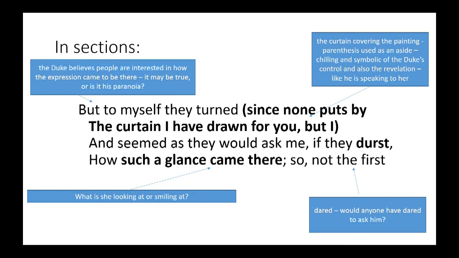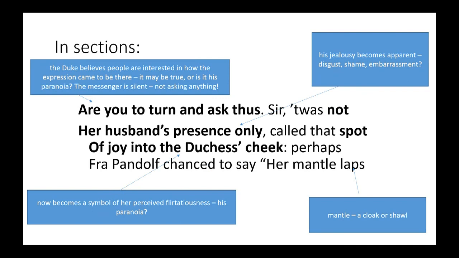He says, Browning continues, "so not the first are you to turn and ask thus." Now, I don't hear the envoy, the messenger, sorry, interrupting this conversation and saying, why does she look like that? Maybe his expression gives it away. Or maybe it's just the paranoia again of the Duke. The Duke believes that people are interested in how the expression came to be there. But the messenger is silent. He doesn't ask anything.